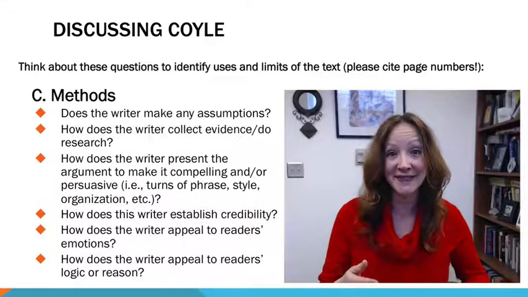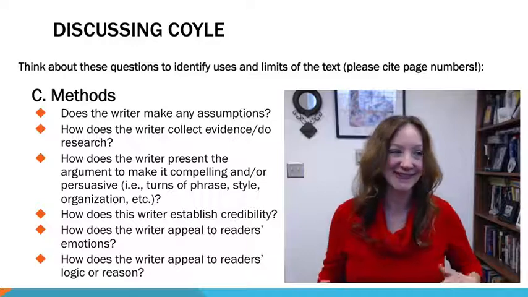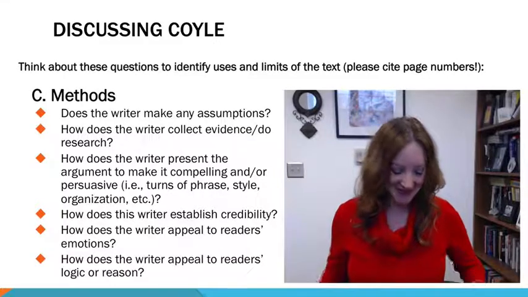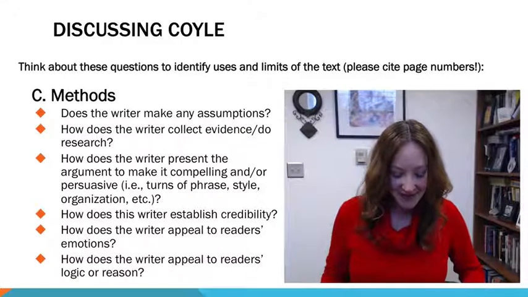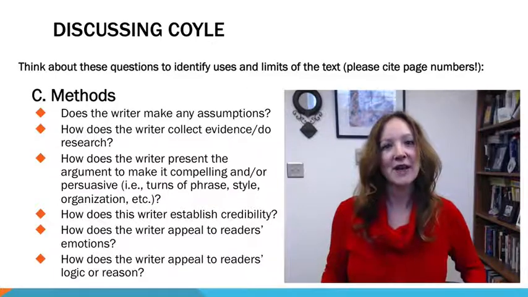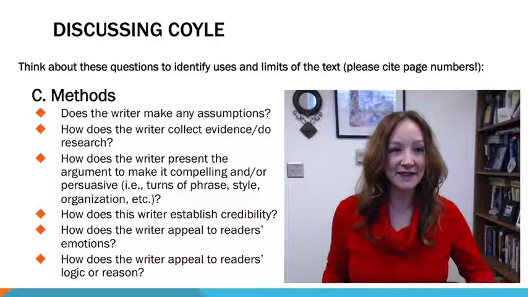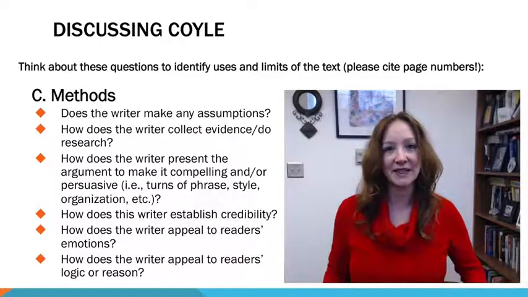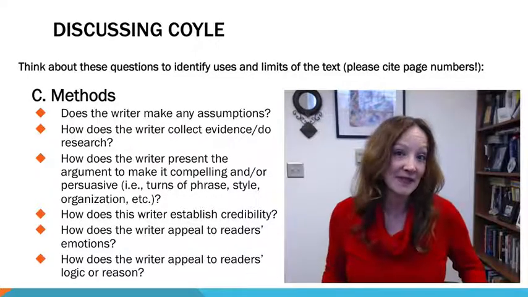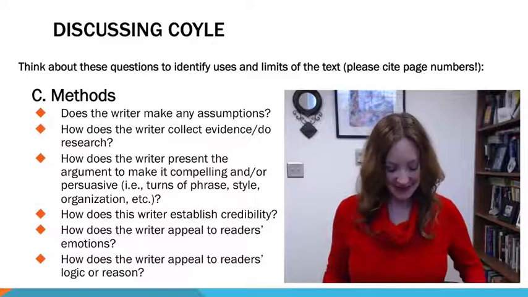Or sometimes not, right? You can also talk about how he doesn't, or how it didn't work for you in a certain way. How does Coyle establish his credibility? How does he show that he's an expert, that he has gained expertise about this area of inquiry, and that we as readers should learn from him and think about what he's saying?